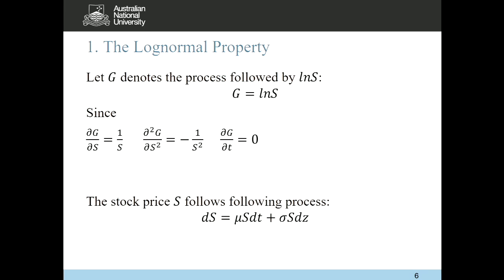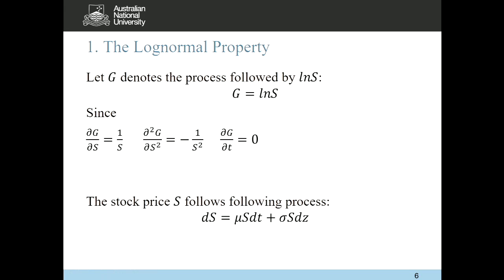Okay, so basically, we're going to assume there's a process that underpins the movement of the share price. To be more precise, there's a process followed by the natural log of the share price. So we're just going to call it log S. All right, we're going to give this process a name. We're going to call it function g. So the function g is simply equal to log S. And we're going to argue this is the process followed by log S.